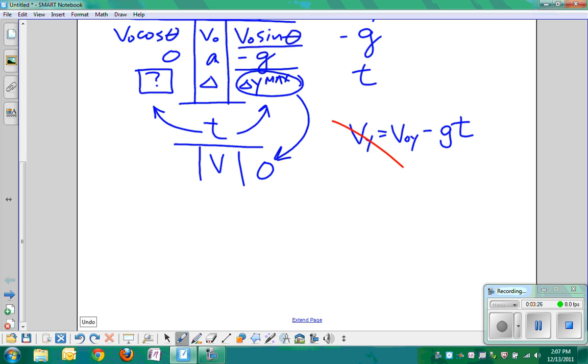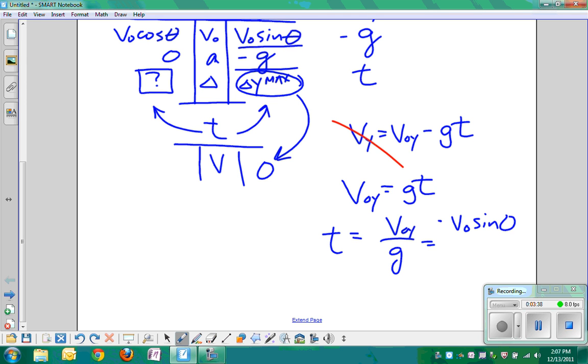All right, so now we know that V naught Y is equal to GT. Solving for T, we get T is equal to V naught Y over G, or V naught sine theta over G. How does that help us?